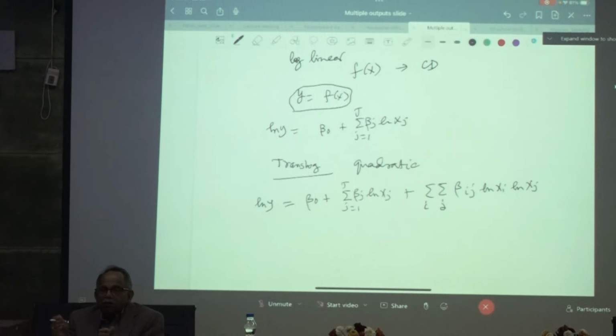And if i is not equal to j, let's say i equal to 1, j equal to 2, then you get the cross product, right? So you can get all the cross products like that, okay? So this is how we just write down the translog function. So again, this is not something that is difficult. It is simply looking at a function that's linear versus a function that is quadratic. That is the only difference.